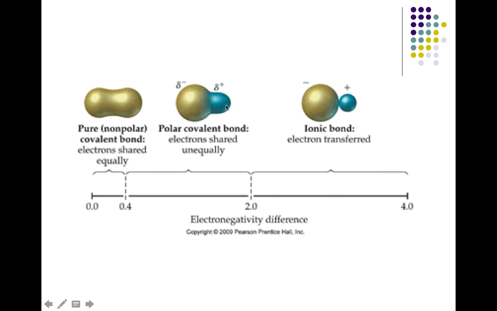In a polar covalent bond, they're shared unequally. That's between two non-metals, and the electronegativity difference will be between 0.4 and 2. Now, if you have a metal and a non-metal, you'll notice every single time the electronegativity difference is going to be really big, between 2 and 4, and that's going to mean that they're not sharing at all, that the negative is in control of the electron, the positive doesn't have it at all. So that's what that picture means.